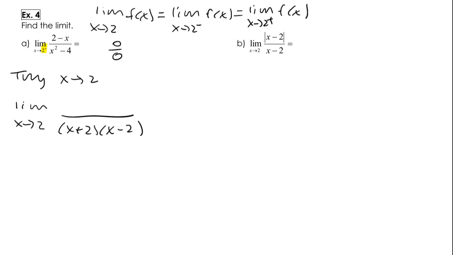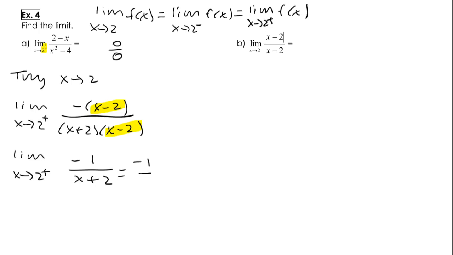On the top now, we want an x minus 2, so we're going to factor a negative out. Look at here, those cancel. So now you have the limit as x approaches 2 of negative 1 over x plus 2. And I'm sorry, this was 2 from the right. You can sub a 2 in, and you get negative 1/4.